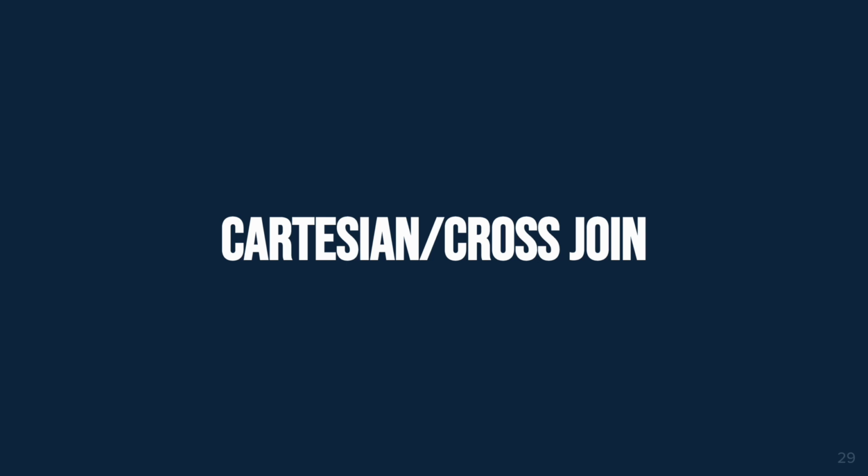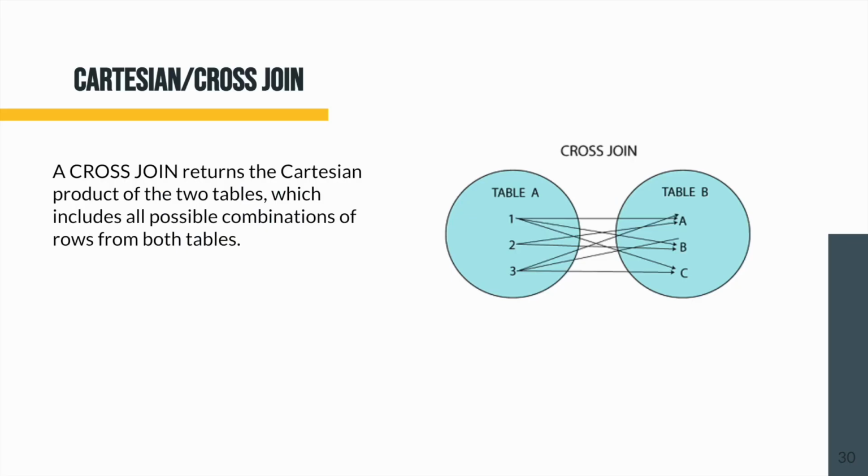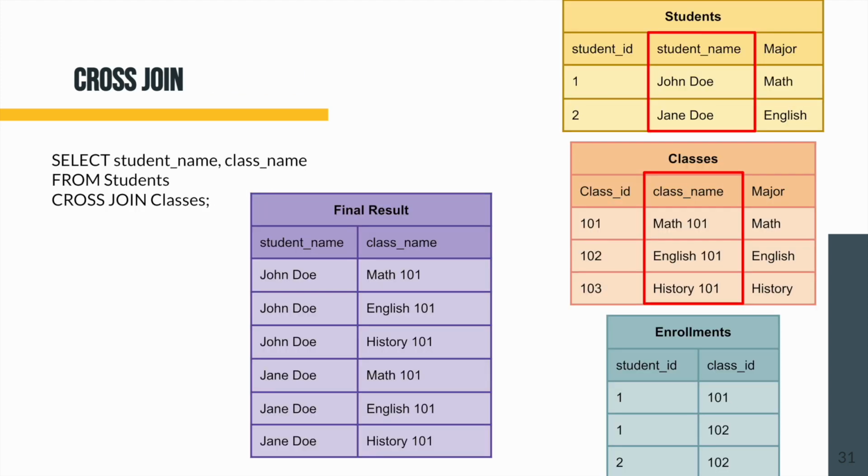All right, let's move on to Cartesian or cross join. I think this one is the easiest out of all of them. It really returns the product of the 2 tables, which includes all the possibilities and combinations. As you remember, this is the second join that doesn't require an ON clause, because you're not trying to match it by anything.